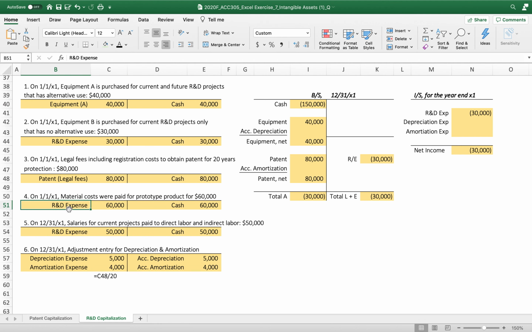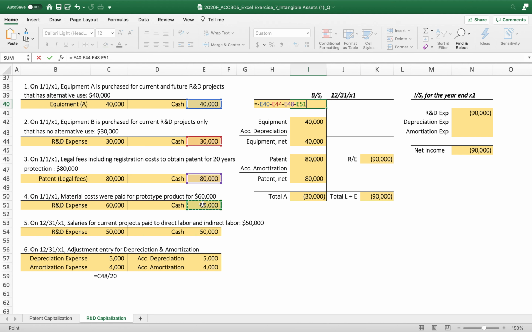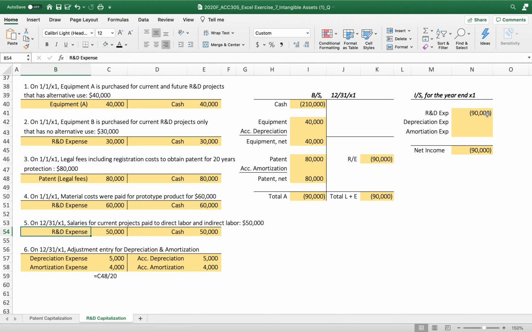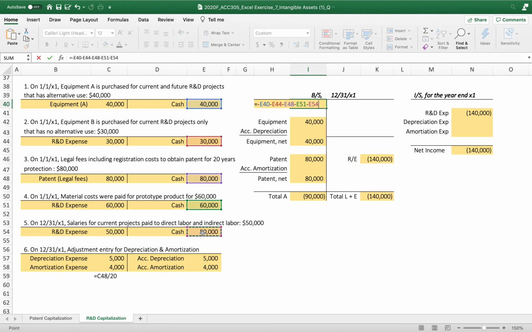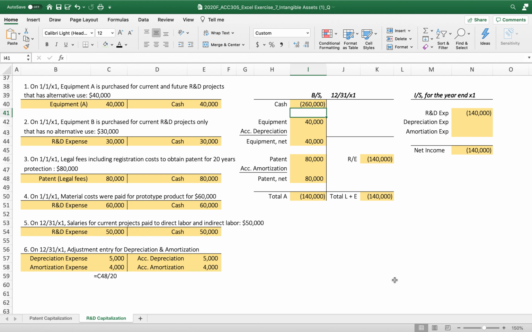And then the fourth transaction, additional R&D expense, $60,000. Then cash out $60,000. Then transaction number 5, R&D expense one more time for the salary expense for the current project. Now we put the R&D expense negative 50, and then cash minus 50. Okay, so we match it out.